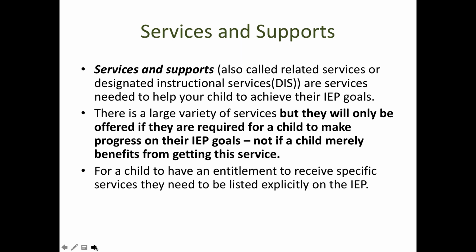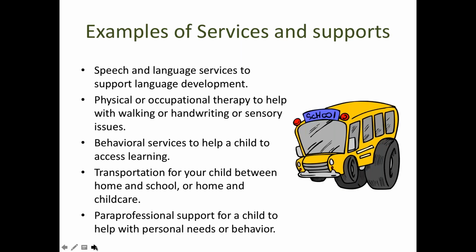And then it's always important to know that for a child to have their entitlement to receive a specific service, they need to be listed specifically and explicitly on the IEP. So what are examples of the kind of services and support a child can get? Speech and language to support language development, physical or occupational therapy to help with walking or handwriting or sensory issues, behavioral services to help a child to access learning, transportation for your child between home and school or home and day care, right? Those are all important.